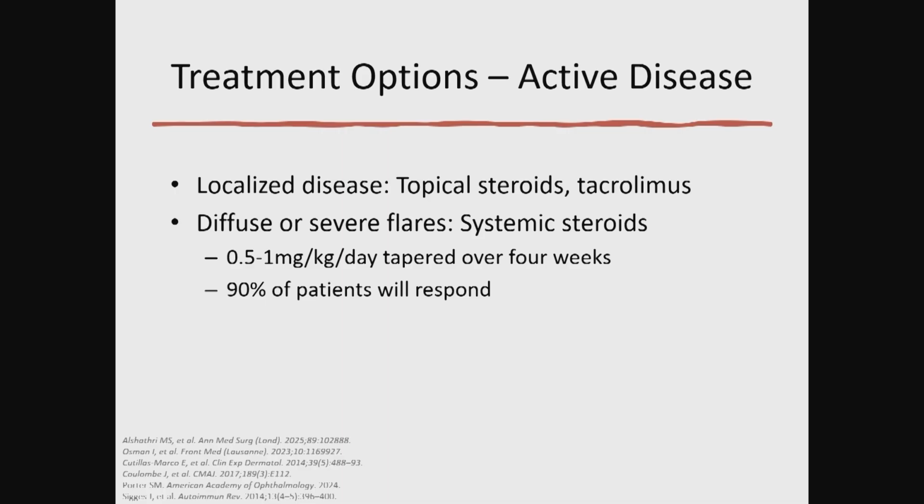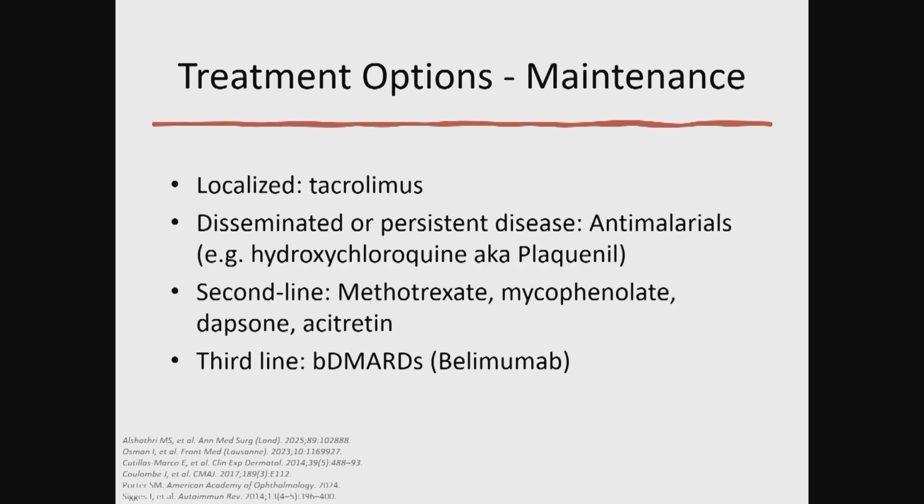Prednisone's a great option. 0.5 to 1 milligram per kg per day works really well. And you taper that over 4 weeks. 90+% of patients will respond to that beautifully. Okay, you put out your fire, how do you maintain? If it's localized or limited, you can go topical. You can use tacrolimus, a topical calcineurin inhibitor, or you can use a low potency steroid, topically.